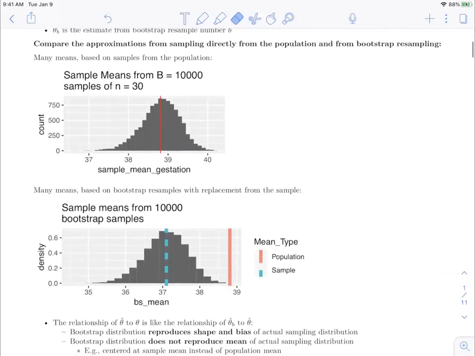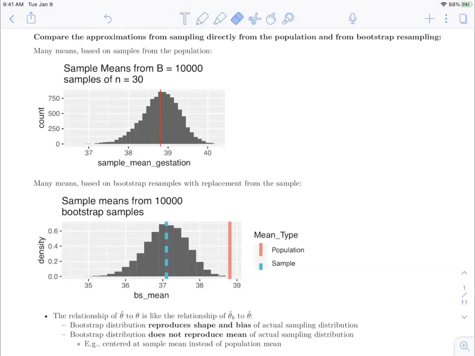And one of the main pictures that we had last class was this pair of pictures where we compared 2 different approximations to the sampling distribution of the sample mean in a particular example. The first one was obtained by taking many different samples from the population and calculating the sample mean based on each of those samples and then making a histogram of the results. And this is almost the actual sampling distribution of the sample mean as an estimator of the population mean.